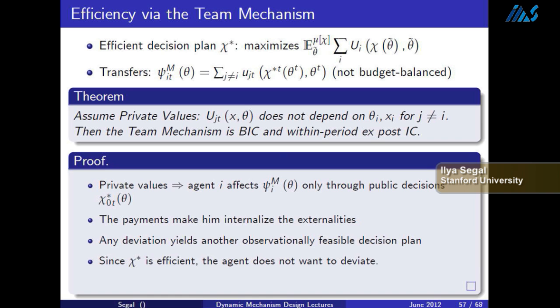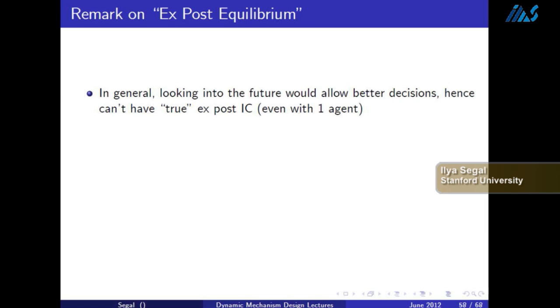So we can satisfy some kind of within-period ex post incentive compatibility, but true ex post incentive compatibility means that you can look into the future. And of course, if you can look into the future, then you generally would want to deviate, even if you just have one agent. If this agent can look forward and know the future, he will deviate because he will be able to make better decisions.